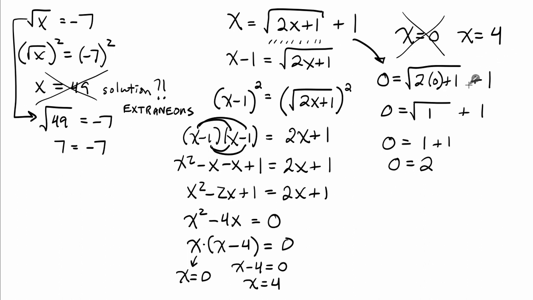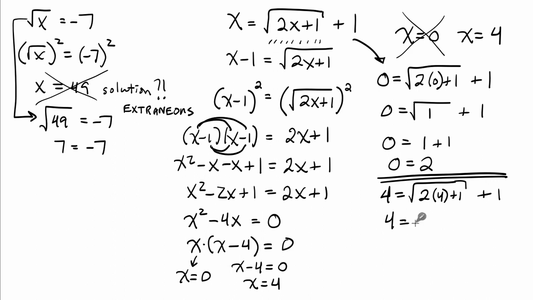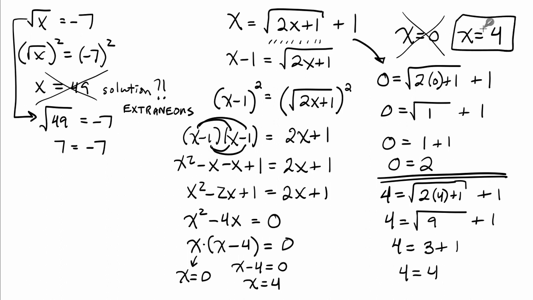Now let's try the other possible answer, x equal to 4. Substituting in 4 for x in the original equation, 4 equals square root of 2 times 4 plus 1, plus 1. 4 equals square root of 2 times 4 is 8, plus 1 is 9, plus 1. 4 equals square root of 9 is 3, plus 1. In fact, this is a valid statement, so x equals 4 remains a full solution.